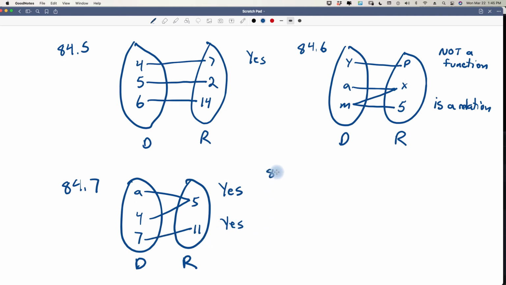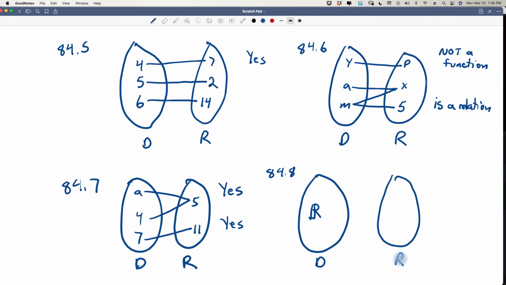All right. In 84.8, we don't really have any limitations on our domain. We are told that the domain is all the real numbers. It's a set of all real numbers. And our range can then be specified with this formula, that y equals x plus 2. So we can plug in any real number in the domain, and we can get a y value using this function right here.